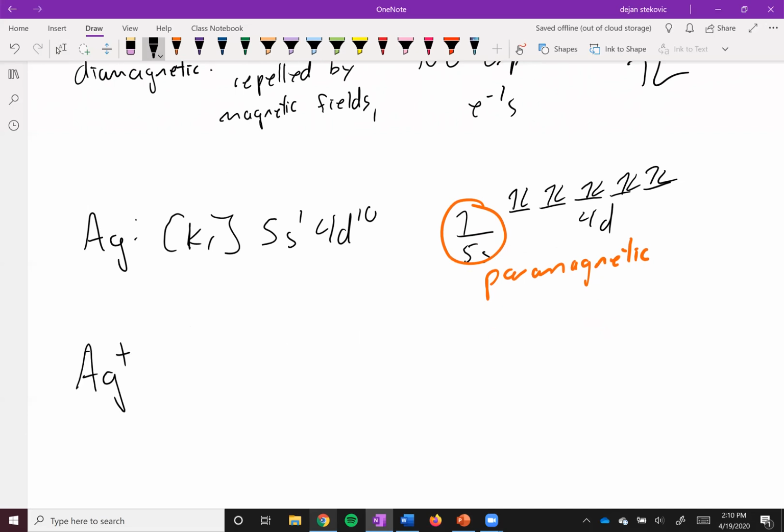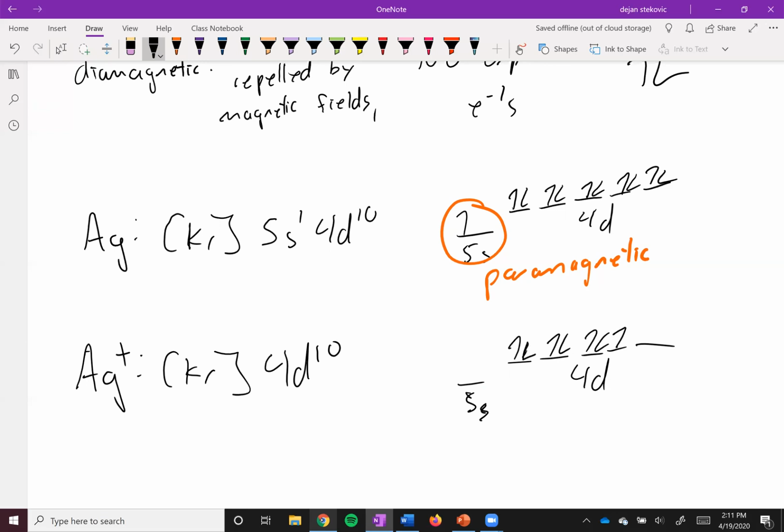And then if you take a look at silver plus, remember, you're going to lose the highest n electron first. So you're going to lose this 5s1 electron. So it's just going to be 4d10. And then if you think about the electron configuration there, this one has all paired electrons. So this will be diamagnetic.